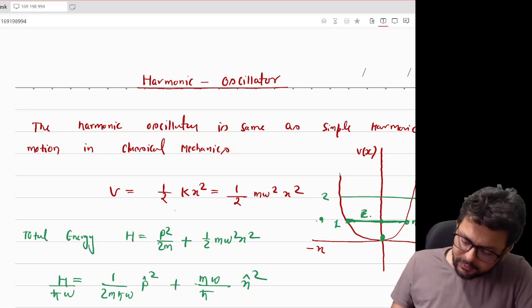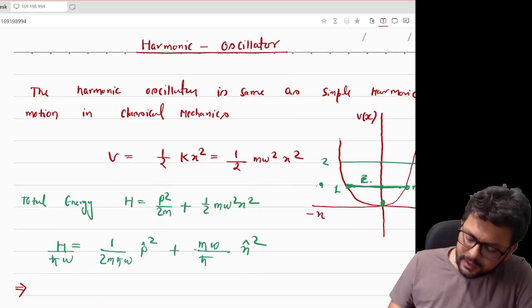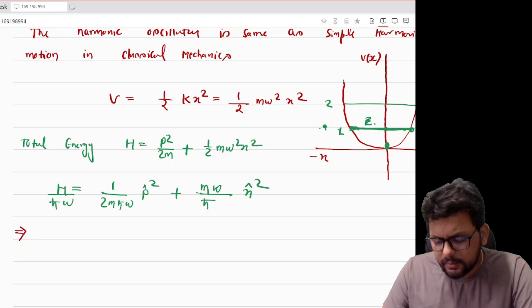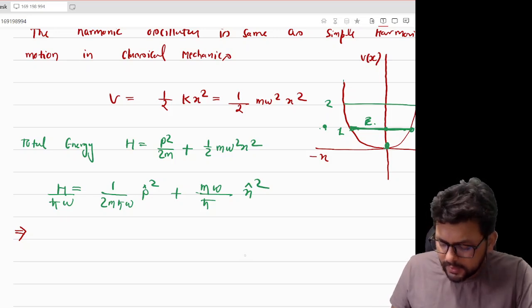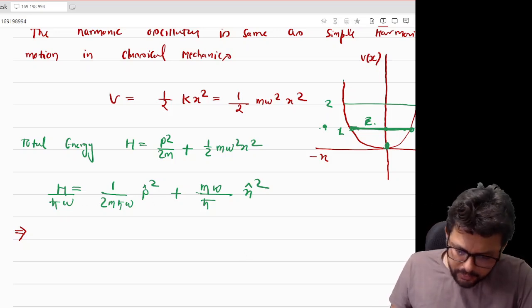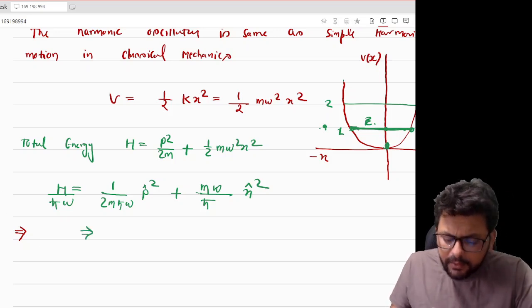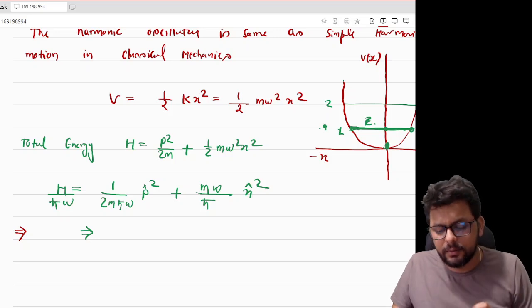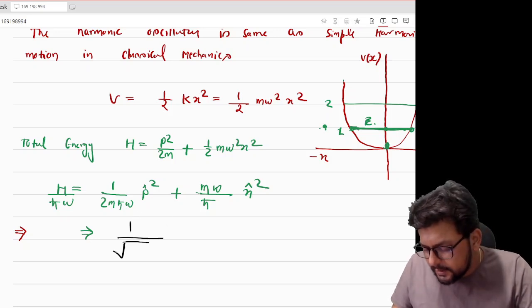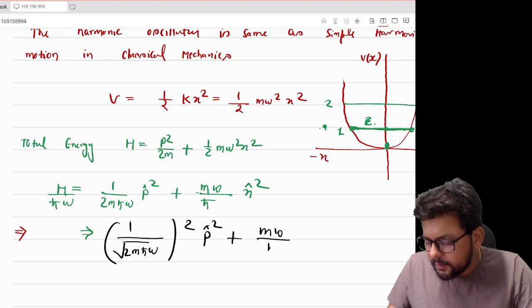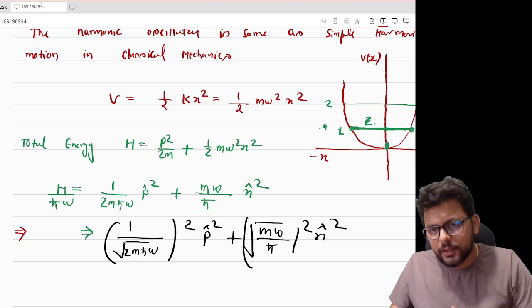So the potential is half kx square, that is, you can say, half m omega square x square. From here, the Hamiltonian operator is the sum of kinetic energy plus potential energy. So I just multiply with h cut omega on both sides. Now try to understand what we get from here. We get a very special result: 1 upon 2m h cut omega, whole square p operator square, plus m omega upon h cut, whole square x operator square. I hope you understood it.